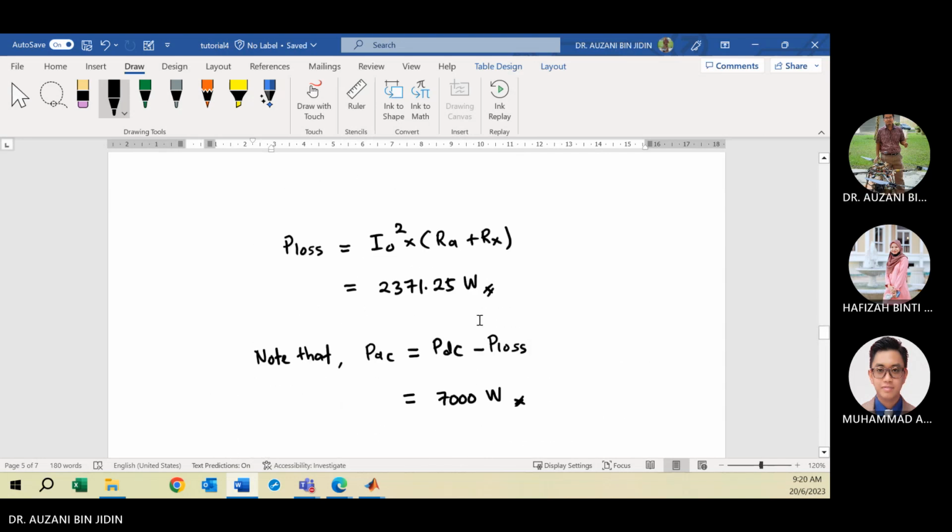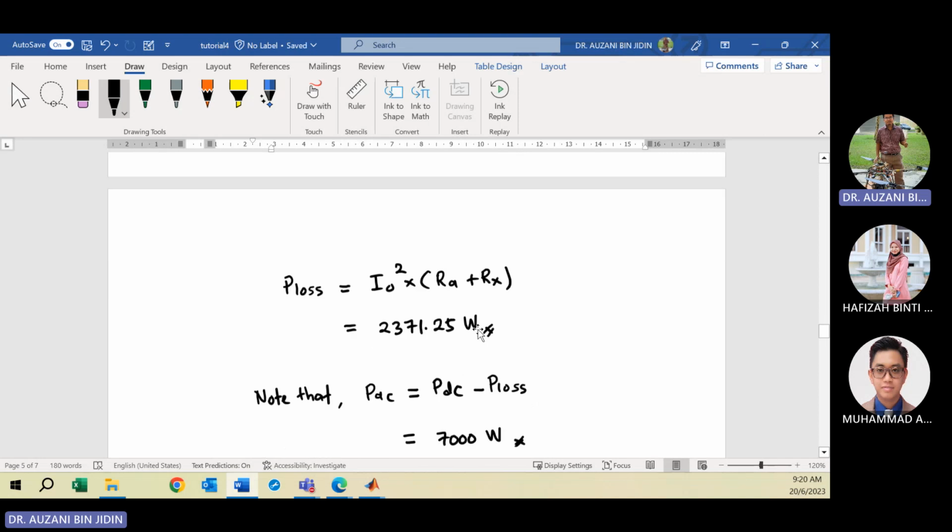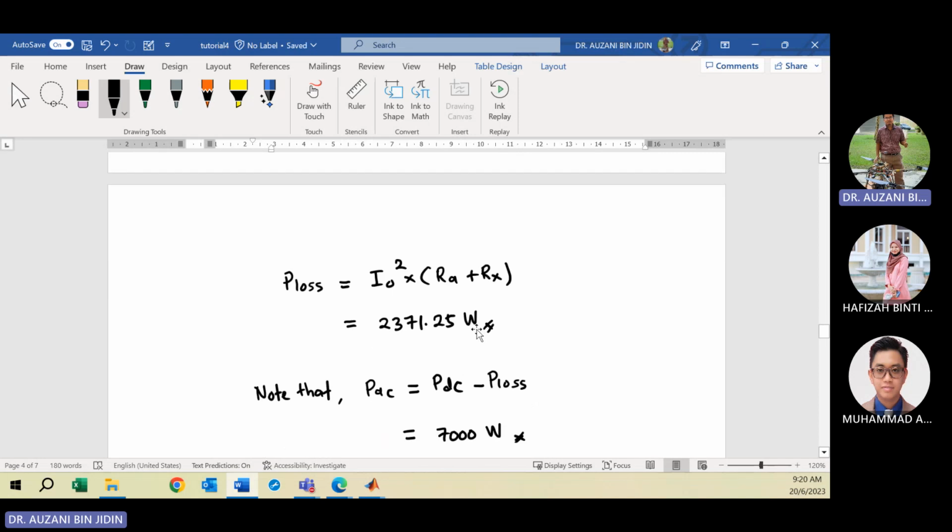Okay, clear? So you need to calculate all the operating parameters, the alpha, the IO, VO, EMF, the required speed, the power absorbed by the bridge, power losses, okay, and so on.